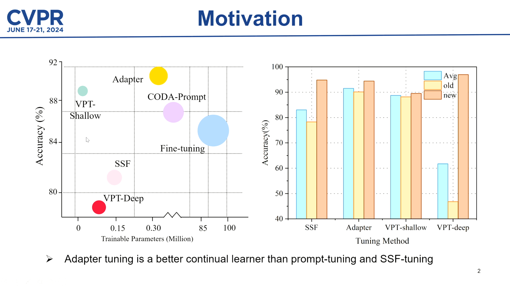Class incremental learning aims to enable models to continuously learn new classes while overcoming catastrophic forgetting. The introduction of pre-trained models has brought new tuning paradigms to class incremental learning. As shown in the figure, we observe that adapter tuning is a better continual learner than prompt tuning and SSF tuning. Adapter tuning effectively balances learning new classes and maintaining performance in old classes.